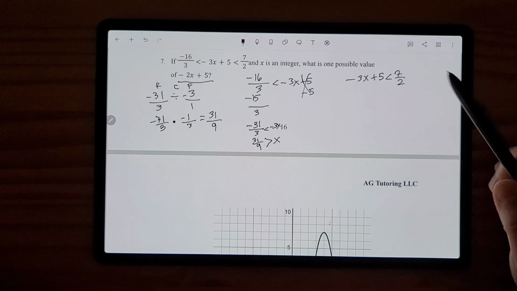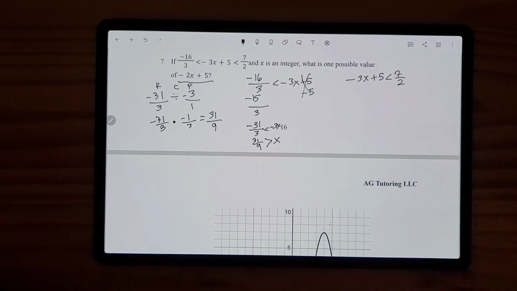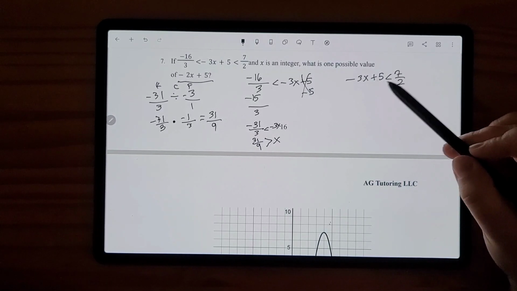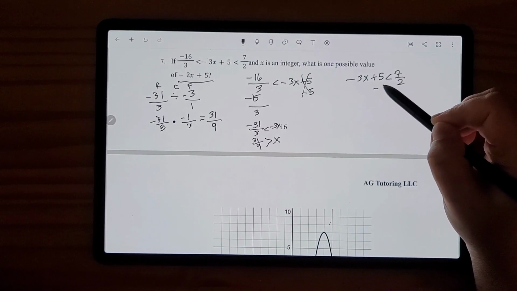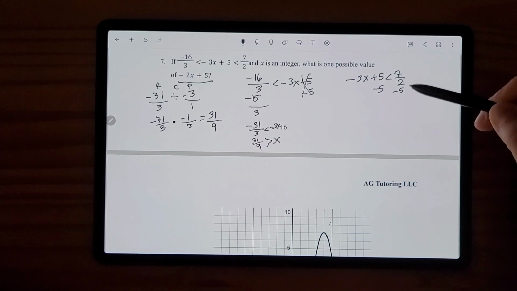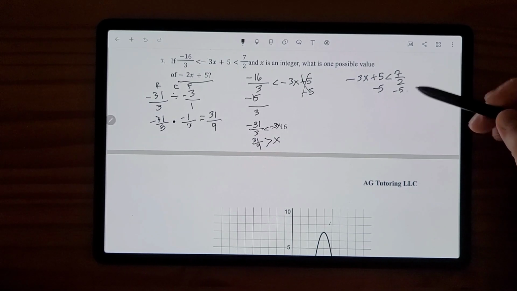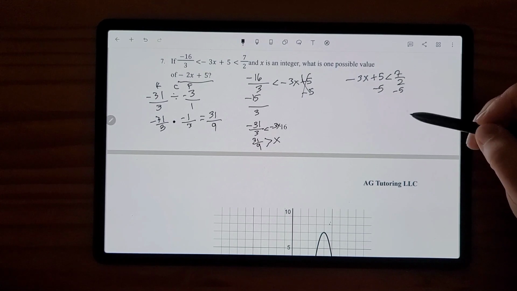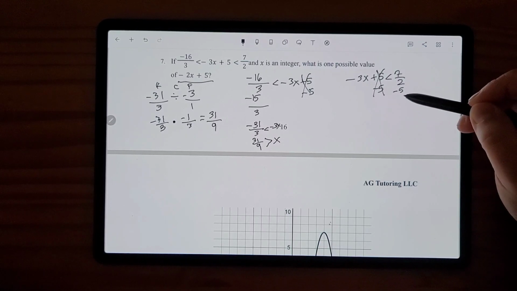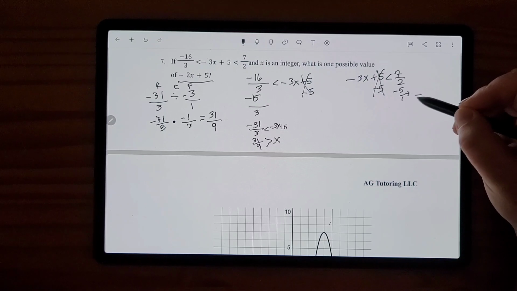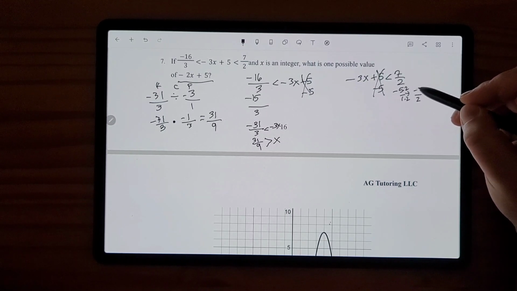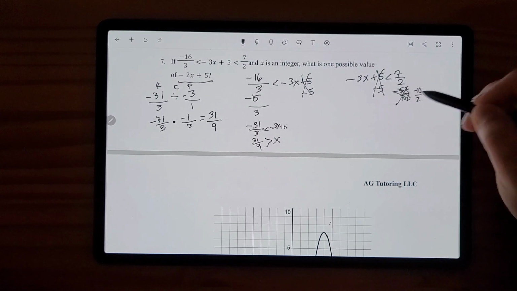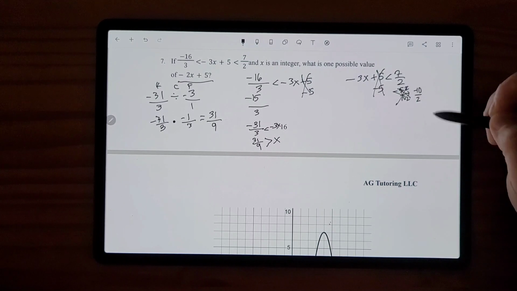So now I'm going to do the same thing, basically where I isolate x for this other inequality right here. So I'm going to start by subtracting 5 from each side. And remember, in order to do these calculations, I have to make sure that they have the same denominator. So this cancels out, and then I have to make this into something that is over 2. So to do that, I have to multiply by 2 on bottom, and I have to do the same thing to the top. So this is saying I'm subtracting 10 over 2.